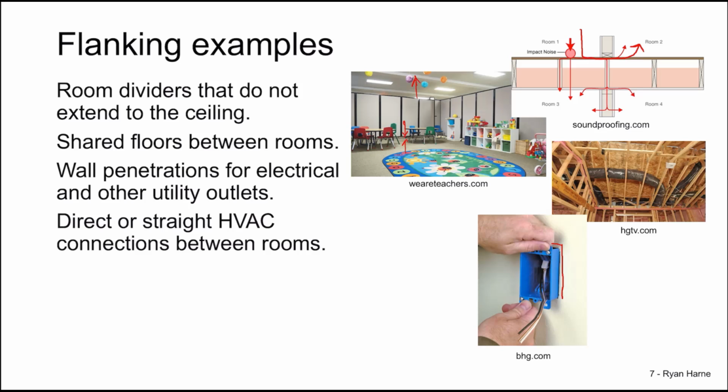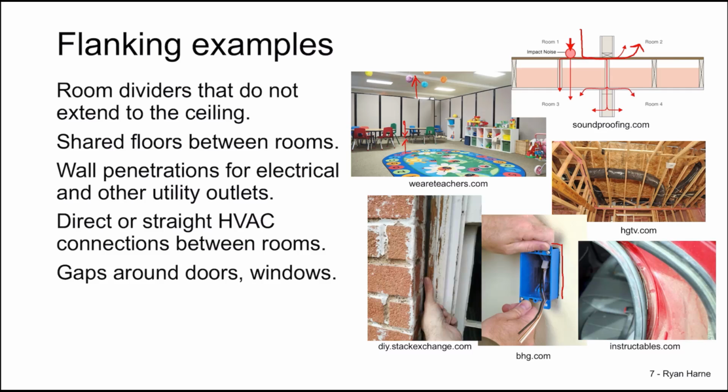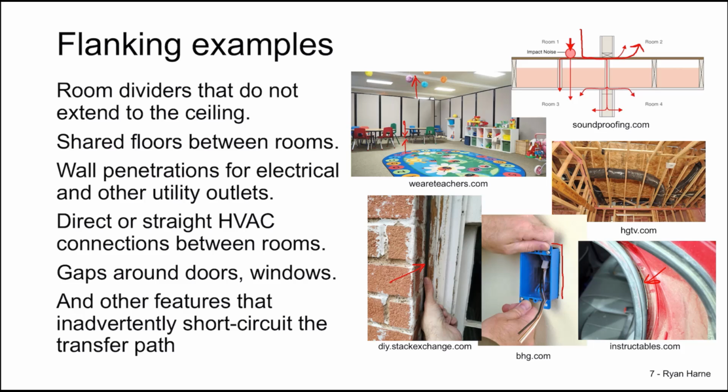Direct or straight HVAC connections between rooms are easy ways for sound to leak from one space to the next. Old homes that relied on furnace heating often used these from the basements up into higher floors, but it also allowed direct passive sound from one floor to the next. Gaps around windows and doors, whether in residential settings or automotive settings, are simple sources for flanking. The shared trait of these flanking examples and others is that they inadvertently short-circuit the transfer path, ruining our good intentions for sound transmission loss.